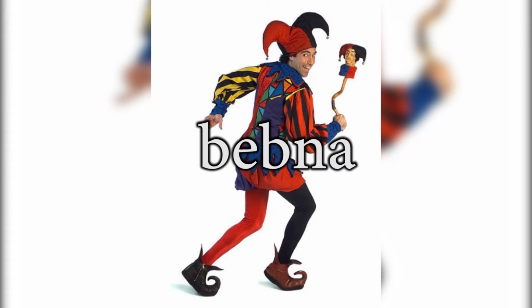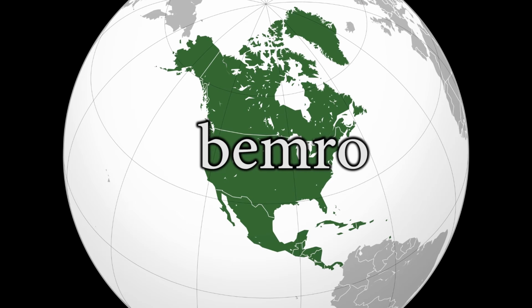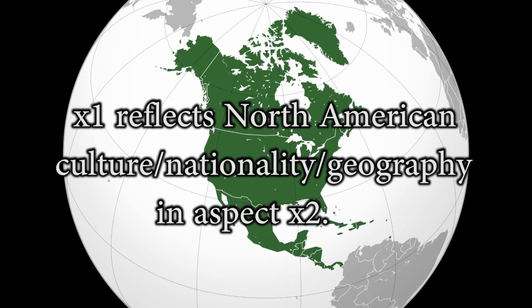Bebna. X1 is foolish or silly, an event or action or property, folly, ka X2. X1 is a boob. Bemro. X1 reflects North American culture, nationality, or geography and aspect X2.